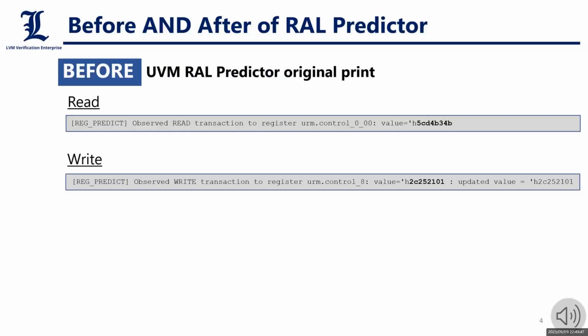Let's have a look at the original printing from the UVM RAL predictor. As you can see here, for the read operation, the information available is just the register name and the read data. On the other hand, for a write you can only get the register name, the incoming write value, and the final updated value after the write.